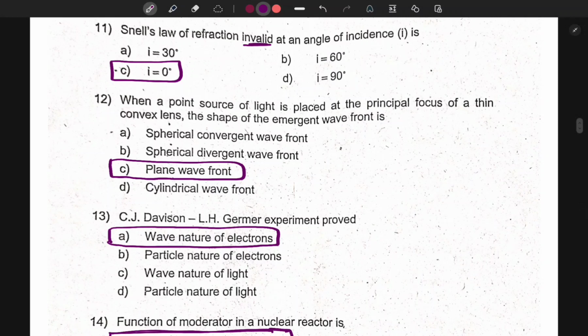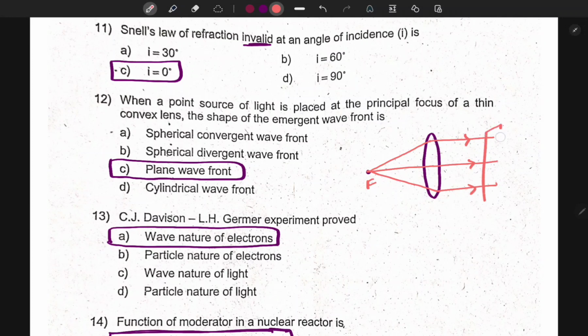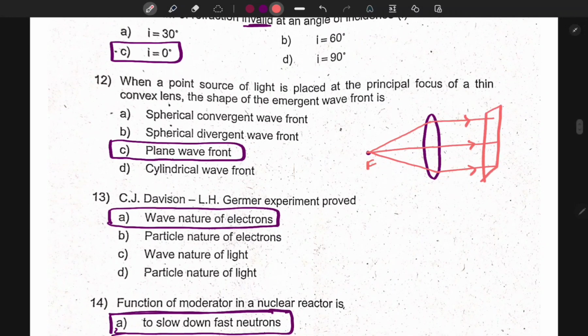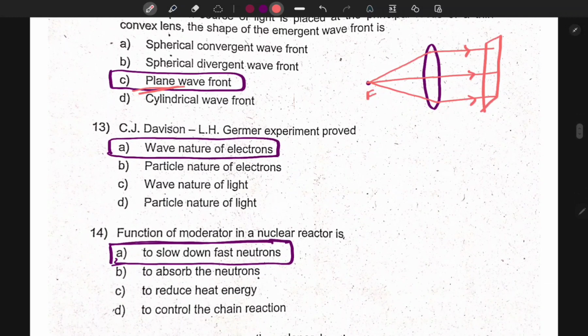When a point source of light is placed at the principal focus of a thin convex lens, the shape of emergent wave is plane wavefront. So I think most of the students have misunderstood this concept. Okay, so if you consider a point source at focus, after refraction the waves move like this, so this will have the parallel wavefront, so that's why it is plane wavefront.